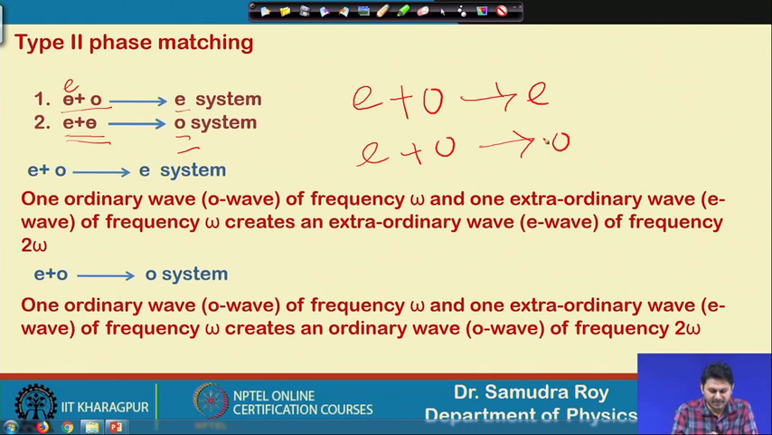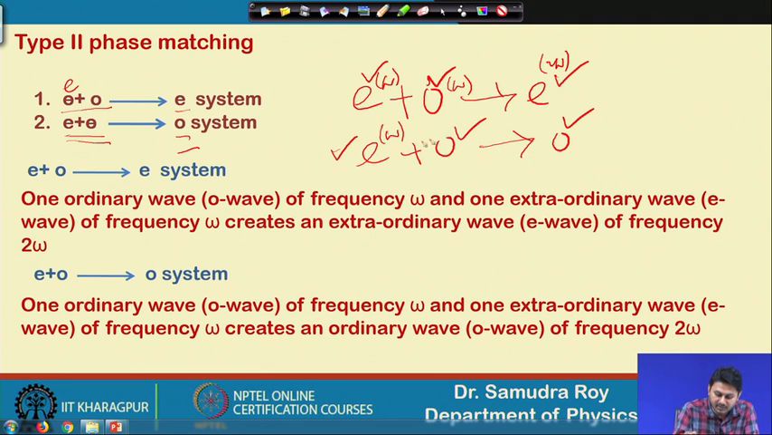So, let us understand what is going on. In this case one ordinary wave and one extraordinary wave are creating one extraordinary wave. This is one system. One extraordinary wave and one ordinary wave are creating one ordinary wave. In both cases, this is at omega frequency, this is at omega frequency, and this is at 2 omega frequency. So, these two conditions are there.